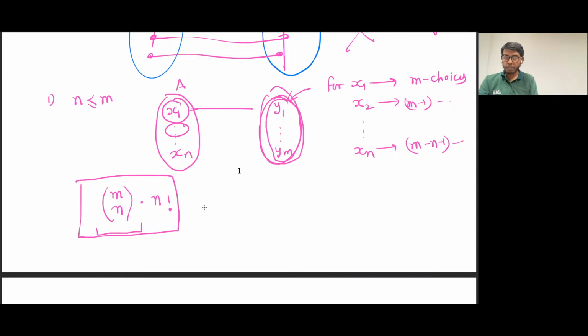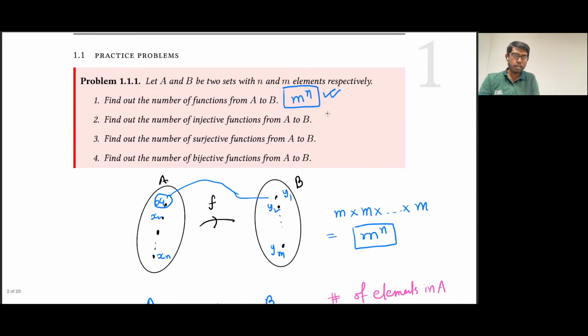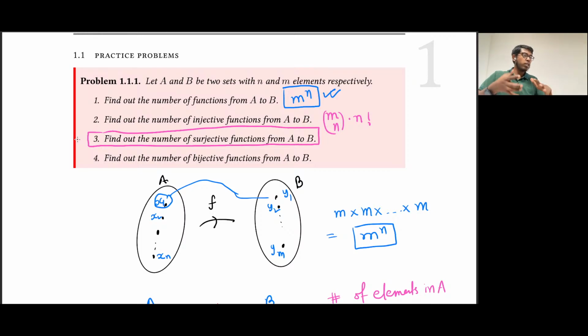So you can simplify this: that's m factorial by m minus n factorial, which is m choose n times n factorial. Now the main thing is how many surjective functions there are, because we cannot just subtract the number of injective functions from the number of functions, because a function can be neither injective nor surjective.